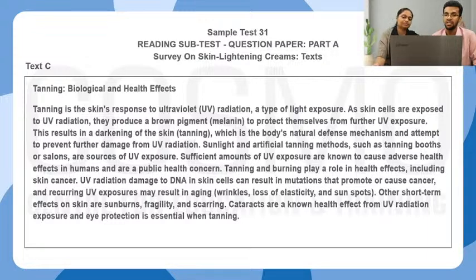One thing you need to keep in mind is that keywords and answers need not necessarily be in the same sentence. They might be in separate sentences. That's the case here. The keyword is in one sentence, but the answer is in a different sentence. So tanning is the synonym of darkening of the skin. Now find the answer. What's the answer for question 18?